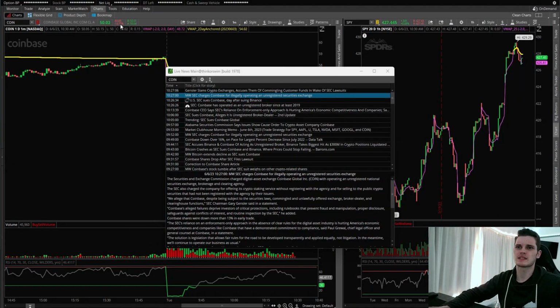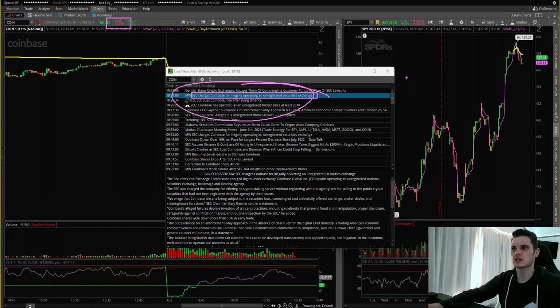Now, we can see we're down about 15% on the day. Why is this? The SEC did charge Coinbase for illegally operating an unregistered securities exchange. So that's the big catalyst.